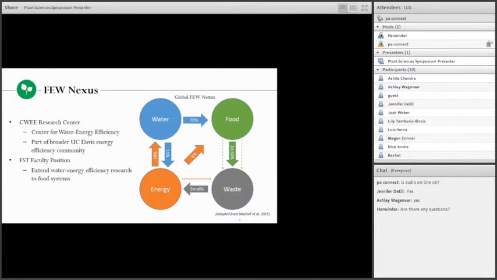Then I was hired into the Food Science and Technology department because they were hearing from their students and hearing from industry that they wanted to have more people that were trained in understanding not just food, but the embedded resources in food and how we produce food more efficiently. And so I brought my water and energy background into the food sector, and I've been learning ever since.